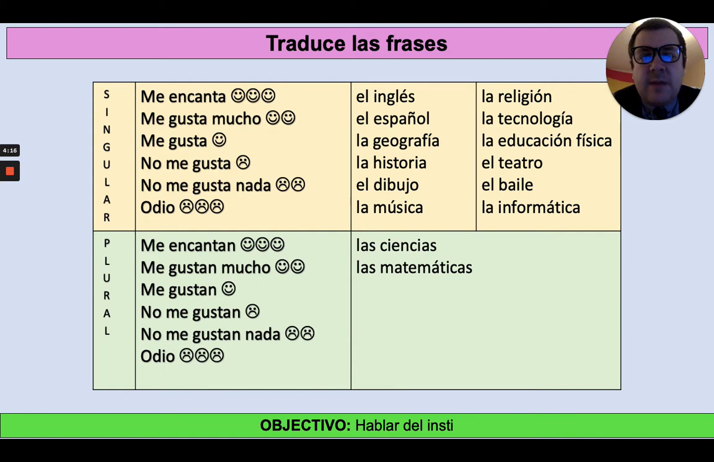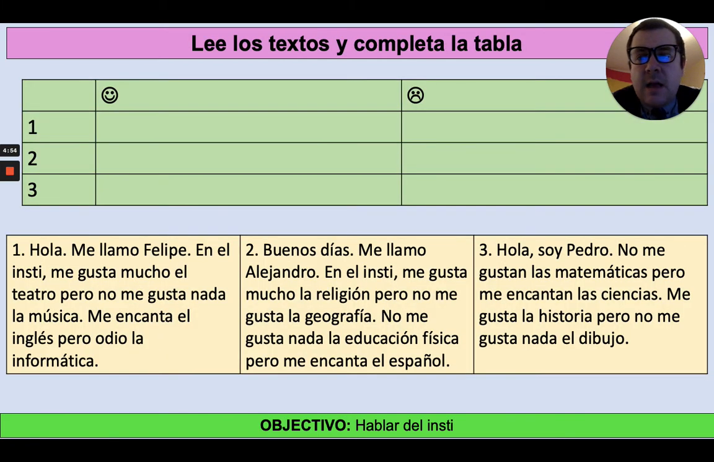Okay, so you're going to do some in Spanish now. So the first one is I like geography. Okay, so hopefully you got I like geography is me gusta la geografía. I don't like maths. Okay, so hopefully you got no me gustan las matemáticas. I hate PE. Okay, so hopefully you got odio la educación física.